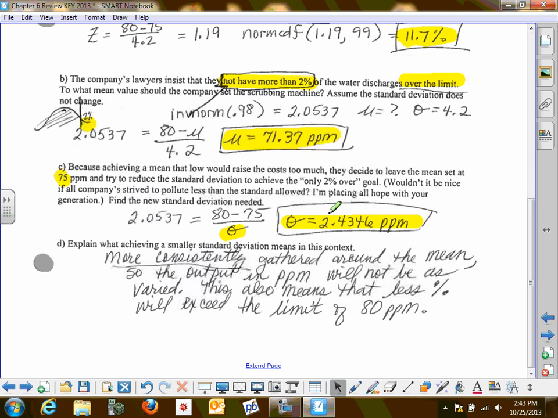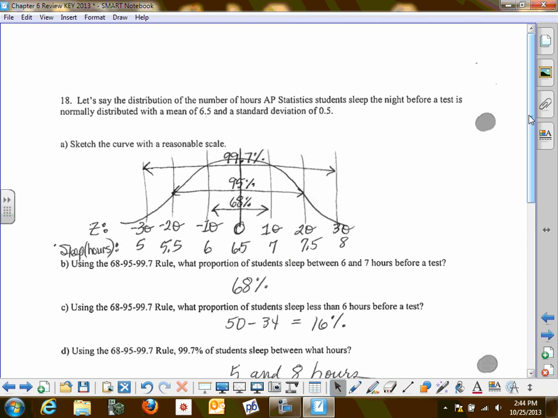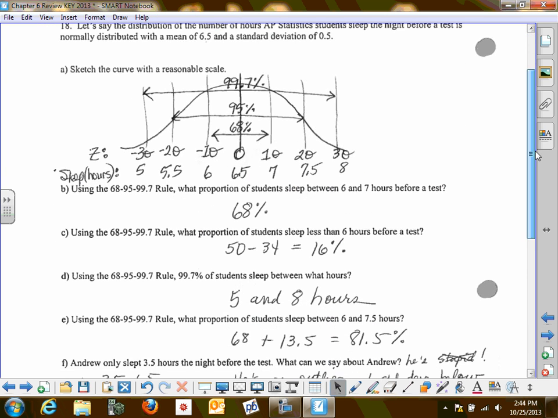All right. So the things you would say about this is that it's more consistently around the mean, that less will exceed. You may have said less varied. All of those kinds of phrases would be acceptable as an answer. All right. Last one. This is actually the first concept we learned about the normal curve. Please make sure you include your z-score information, your context information, and your percentages in your drawings.